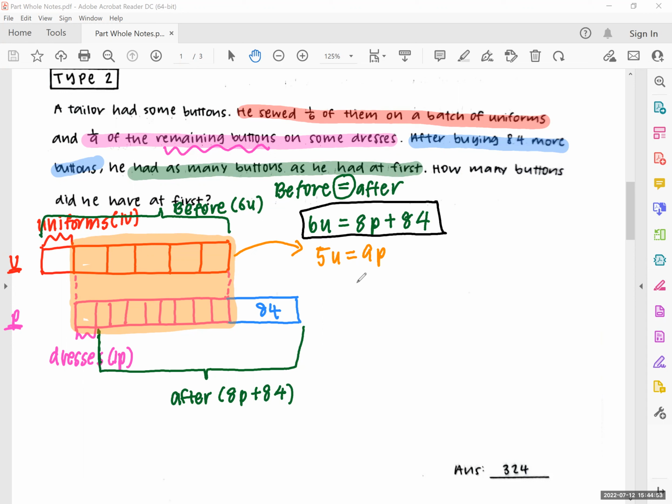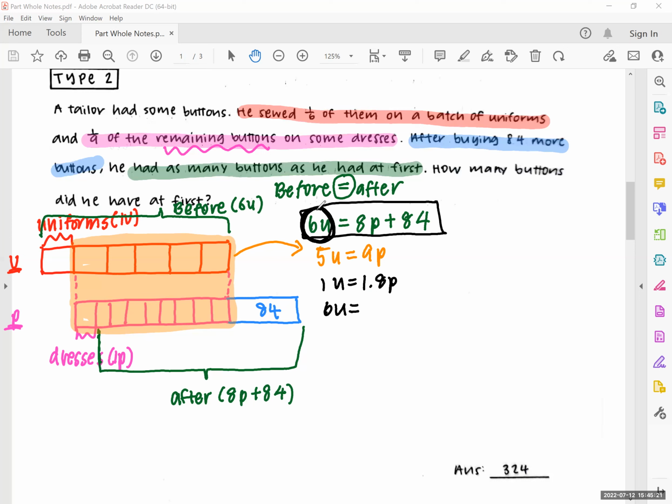You just find 1 unit first. How to find 1 unit? 9 divided by 5. And what's 9 divided by 5? 1.8. So 1 unit is equivalent to 1.8 parts. But you want it to be how many units? 6 units, right? Correct? So you want it to be 6 units because here is 6 units.